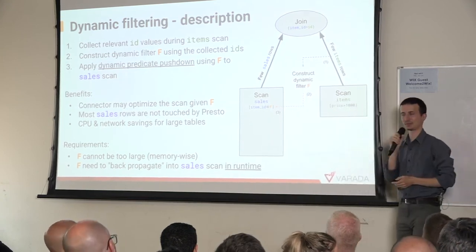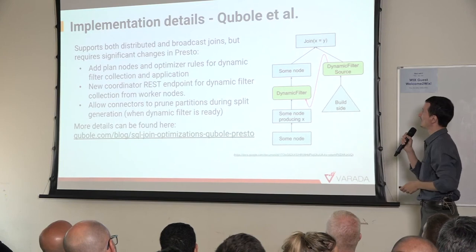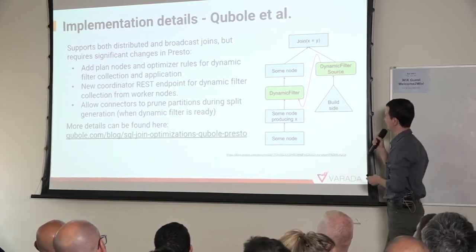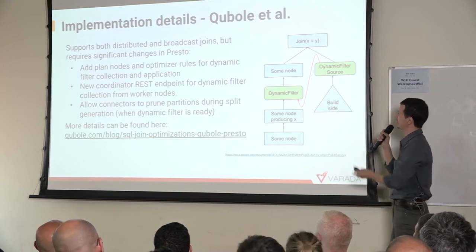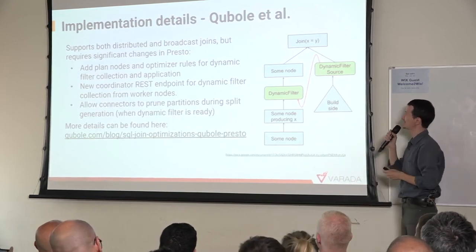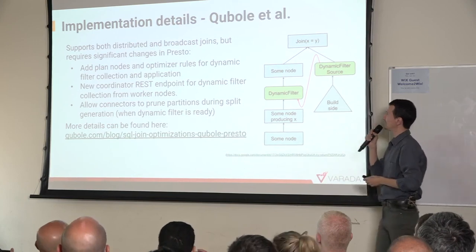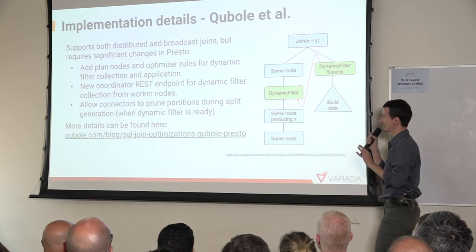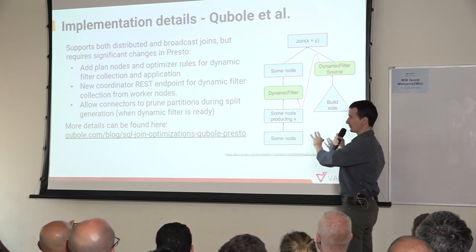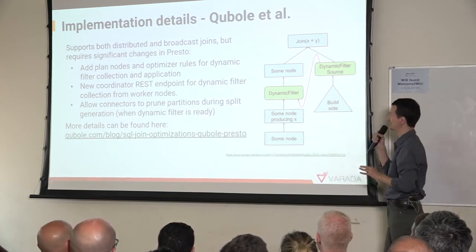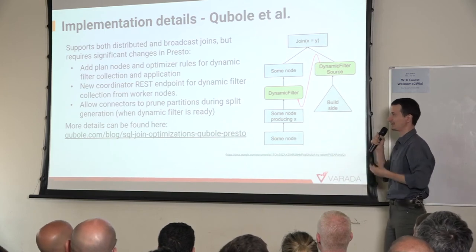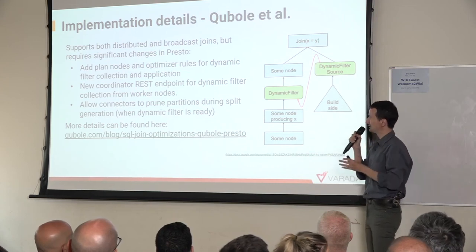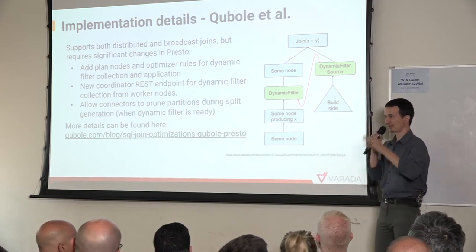So let's talk a bit about the implementation. One implementation that was kind of a prior art, suggested by folks from Teradata and implemented by Qubol. It supports both distributed and broadcast joins, but currently it is not part of mainline Presto. It is part of the Qubol distribution, and it's currently in the process of being added to Presto as a pull request. But it does require significant changes in the Presto architecture.